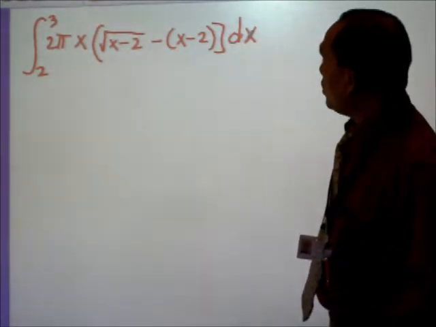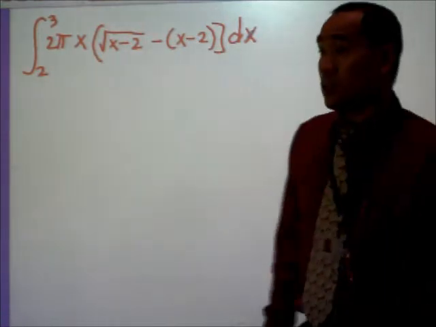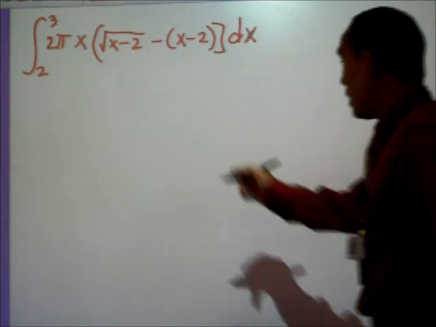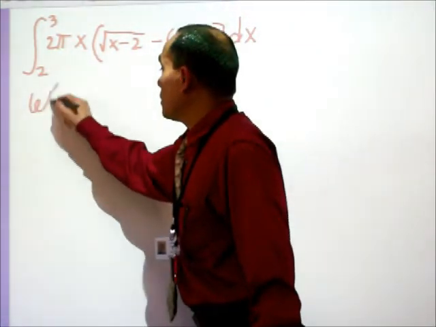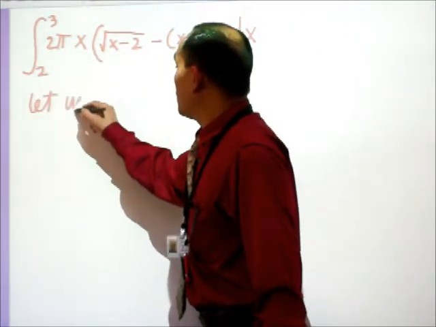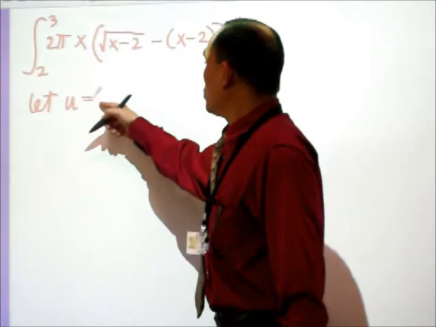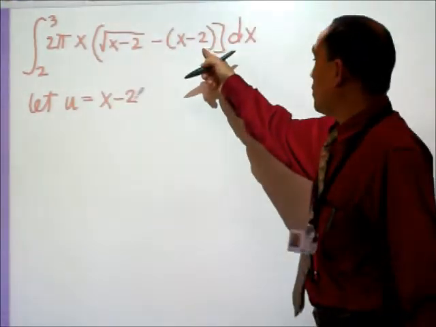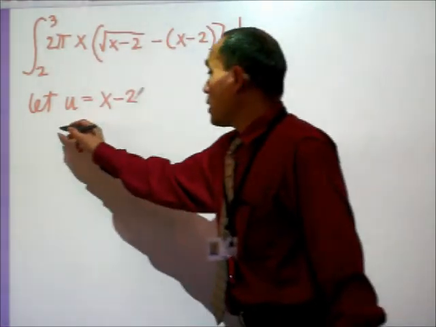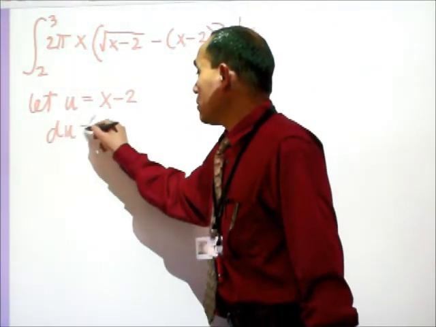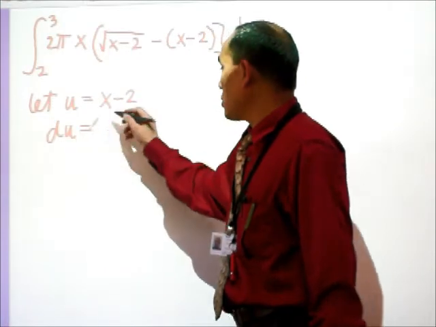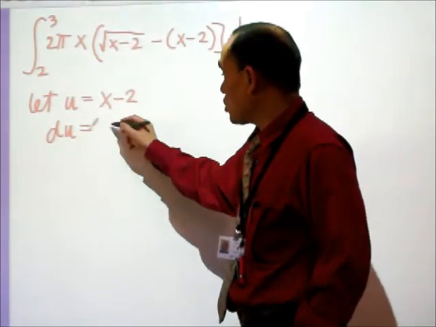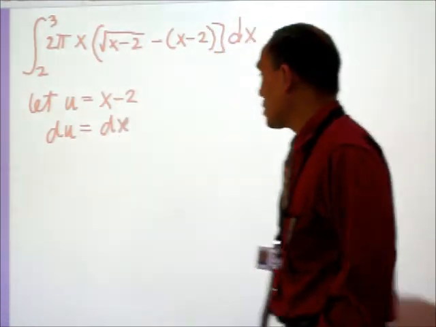We can actually use substitution method here. We call it u substitution. So I can let u be this one here, x minus 2, because I have here another x minus 2. And if you are going to find the derivative of u, du, the derivative of x minus 2 is just dx.